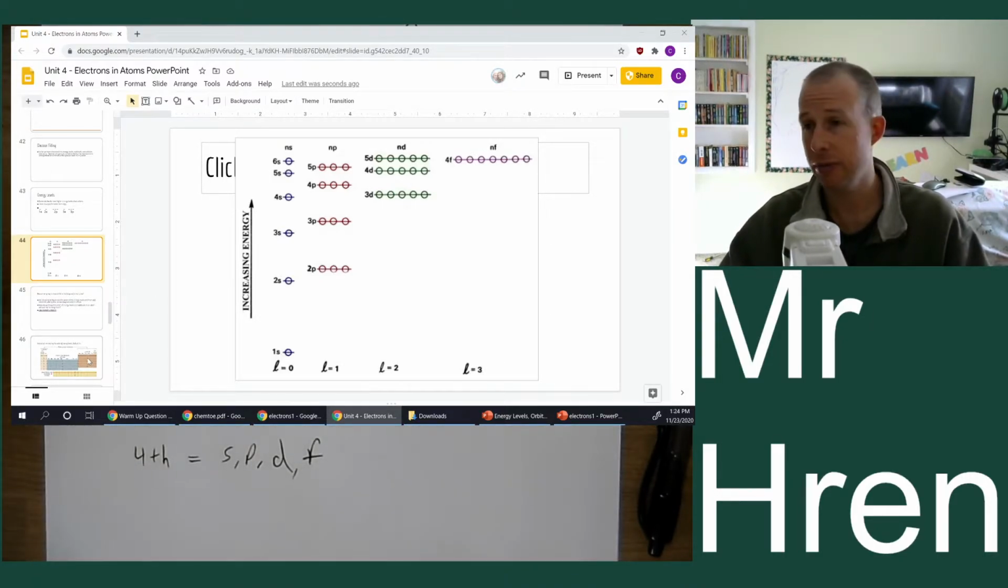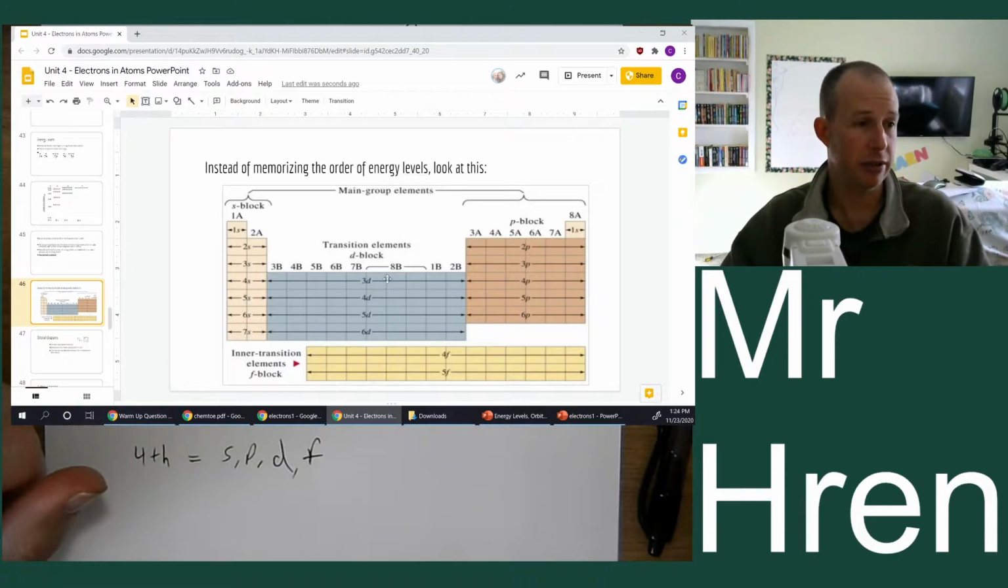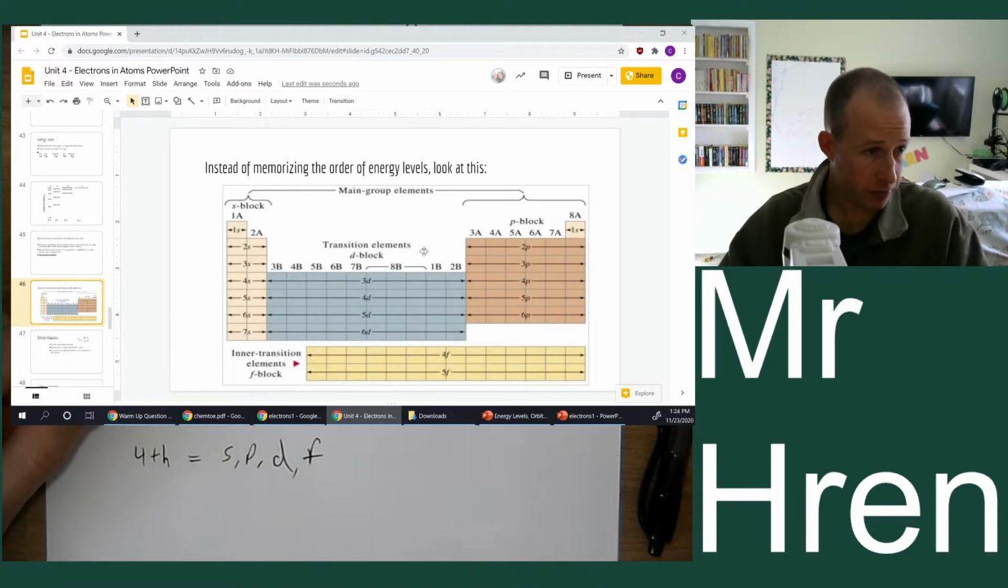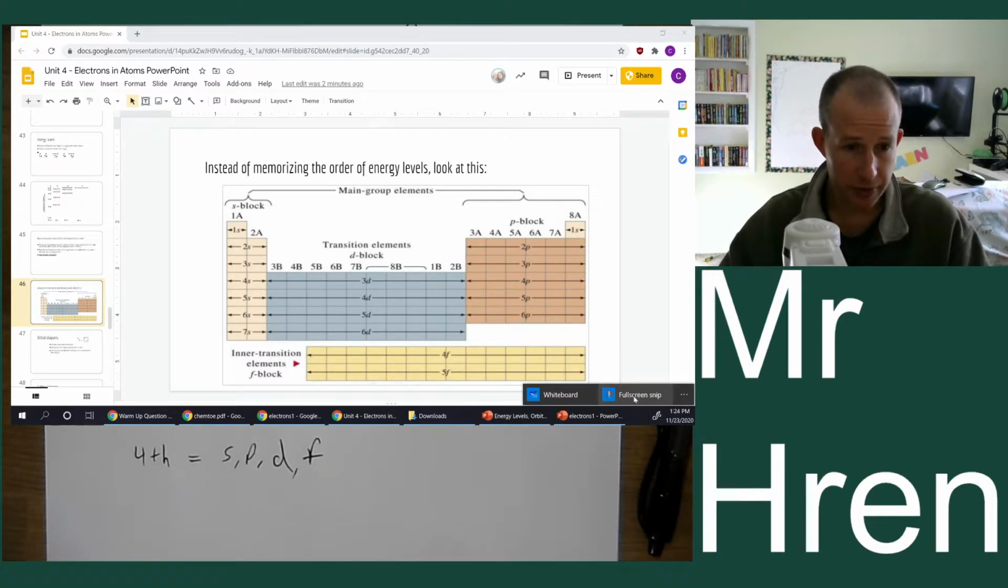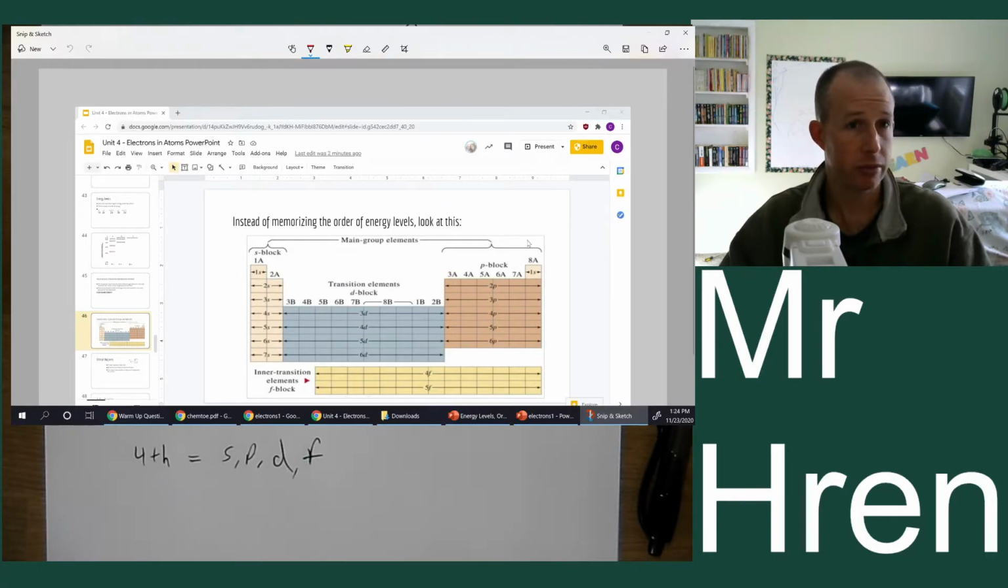So instead, it's really cool, there's this thing called the periodic table. You've heard of it a little bit. We've talked about it a little bit. The periodic table is very nice because it actually tells you the order of energy levels that you have. If you just follow along with it, it's pretty cool. So let's see if this actually works how it's supposed to.